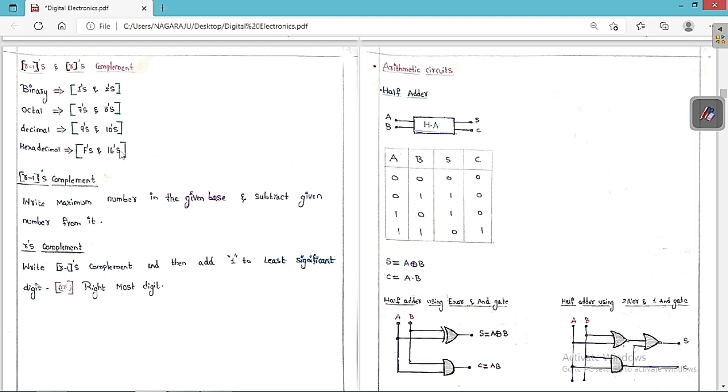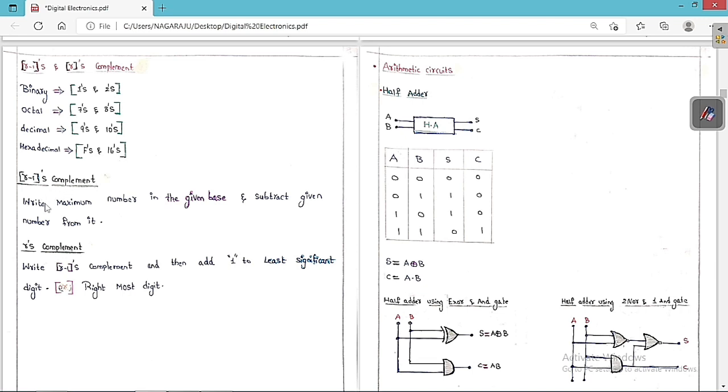So for any number system of radix R, we are going to have only two methods of complements present, which are the R minus 1 complement and the R's complement. So for binary you are going to get the 1's complement and 2's complement, for octal the 7's complement and the 8's complement, for decimal the 9's complement and the 10's complement, and for hexadecimal the 15's complement and the 16's complement.